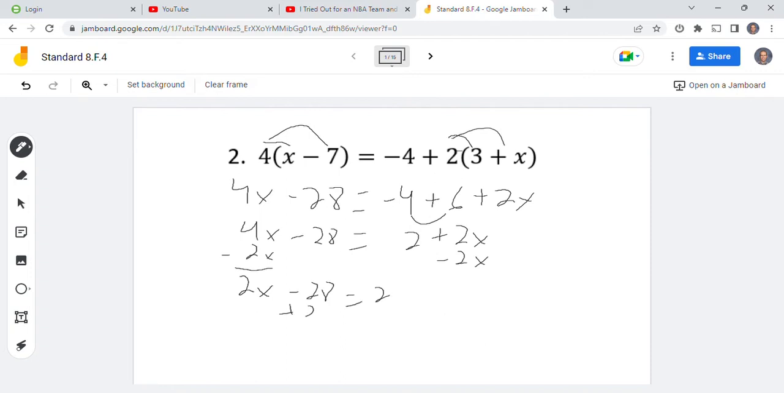Add that 28 to both sides to get rid of that, and we get 2x equals 30. We'll finish this out by dividing by 2, and we end up with x equals 15.